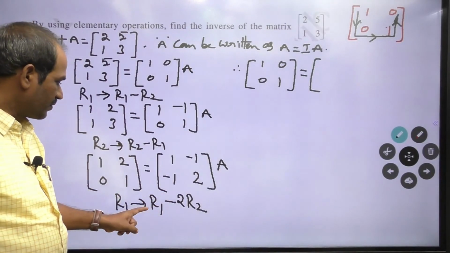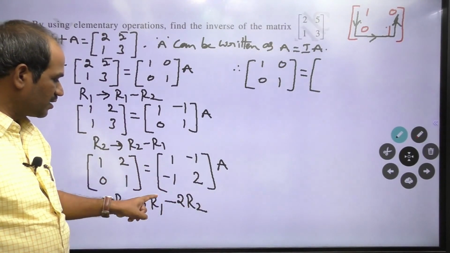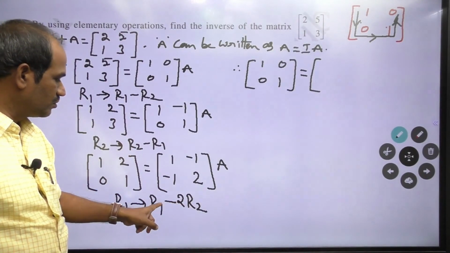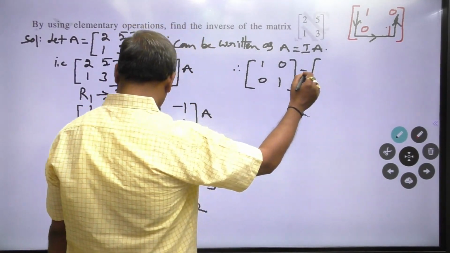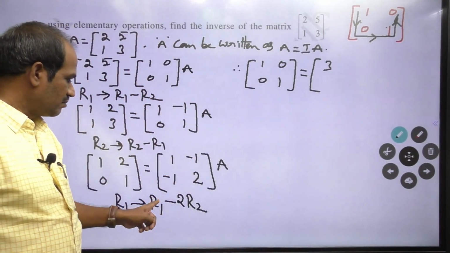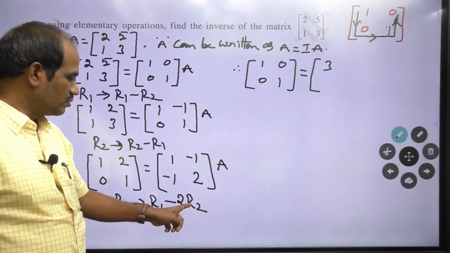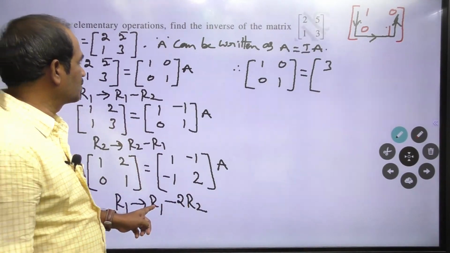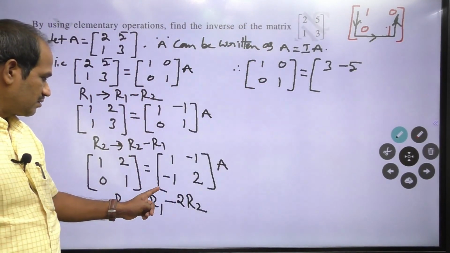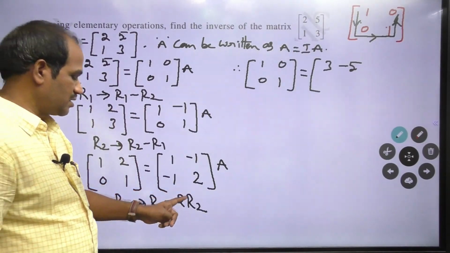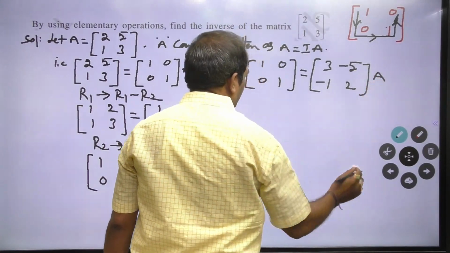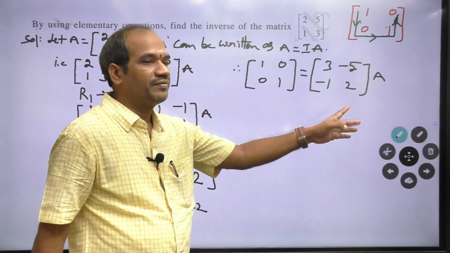On this side, R1 minus 2 into R2: R1 element is 1, 1 minus 2 into R2 element minus 1, minus into minus plus 2, 2 plus 1 is 3. Next R1 minus 2 into 2 is minus 4, minus 4 minus 1 is minus 5. R2 is the same, so that is minus 1, next value 2, into A.